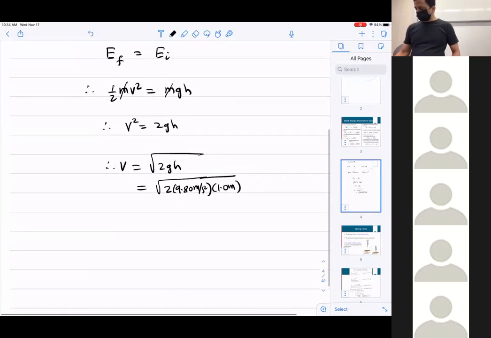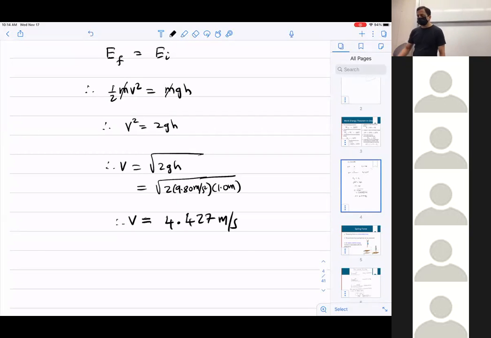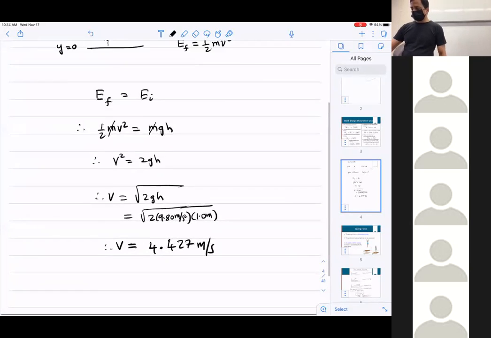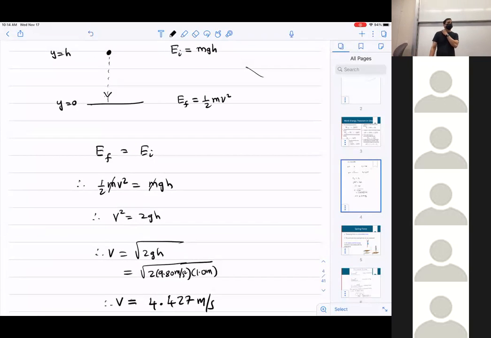And what does that come to? 4.427 meters per second. Any questions on that? Okay.